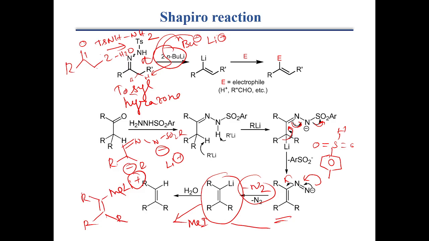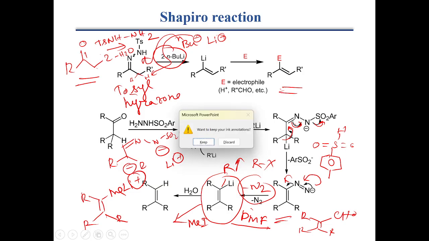So if we use DMF, DMF is a formylating agent, so a formyl group will be formed. So CHO, that is the formyl group, or any kind of RX, here it will be substituted. This is a very important reaction. So any kind of ketone which has an alpha proton present in the system, under tosyl hydrazine and two equivalents of a strong base such as butyl lithium, forms this alkene compound. This reaction is called the Shapiro reaction.